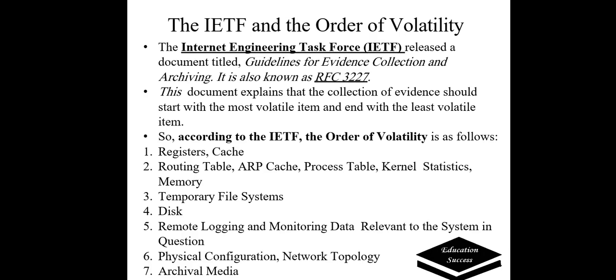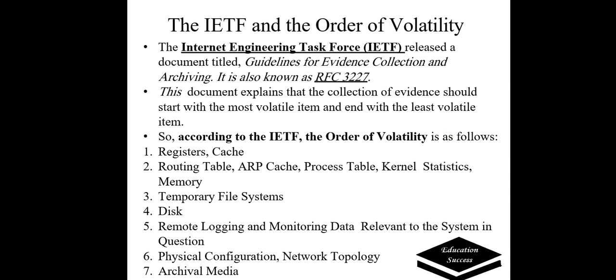The IETF and its order of volatility. The Internet Engineering Task Force, that is IETF, released a document titled Guidelines for Evidence Collection and Archiving. It is also known as RFC 3227. This document explains that the collection of evidence should start with the most volatile item and end with the least volatile item. So, according to the IETF, the order of volatility is as follows.